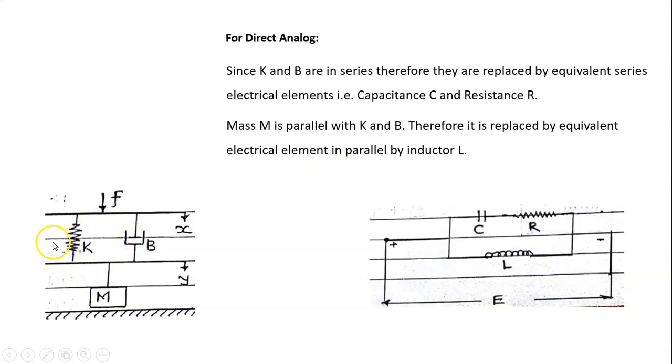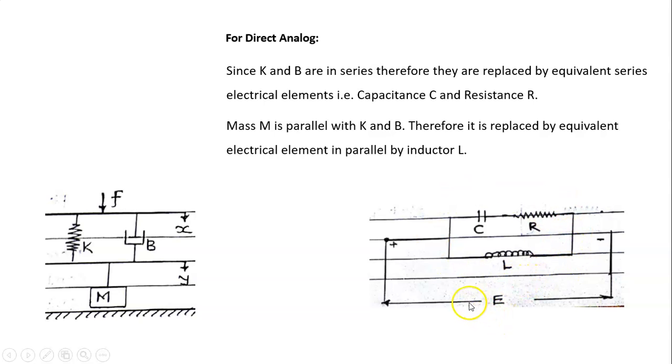See there, K and B are in series. K is equal to C, therefore we have drawn first of all capacitor C. B is equal to resistance R. K and B are in series, therefore C and R we have to draw in series like this. Now M is in parallel with K and B, therefore M is equal to L, so you have to draw inductor L in parallel with C and R.